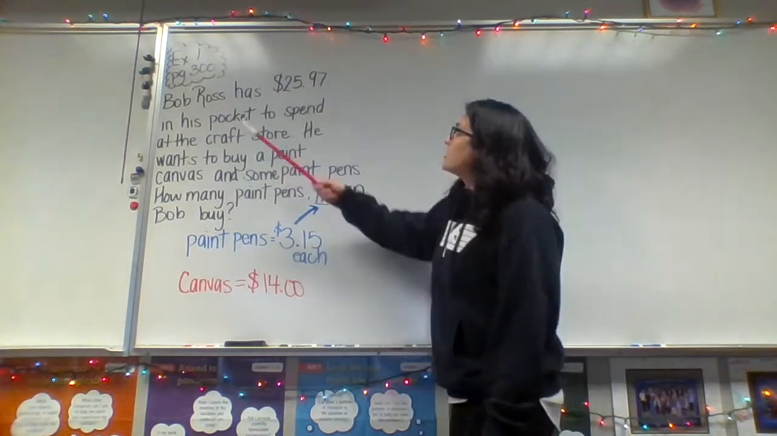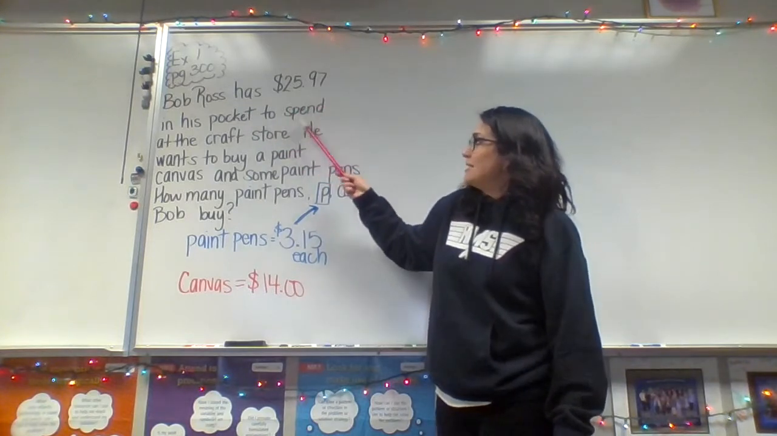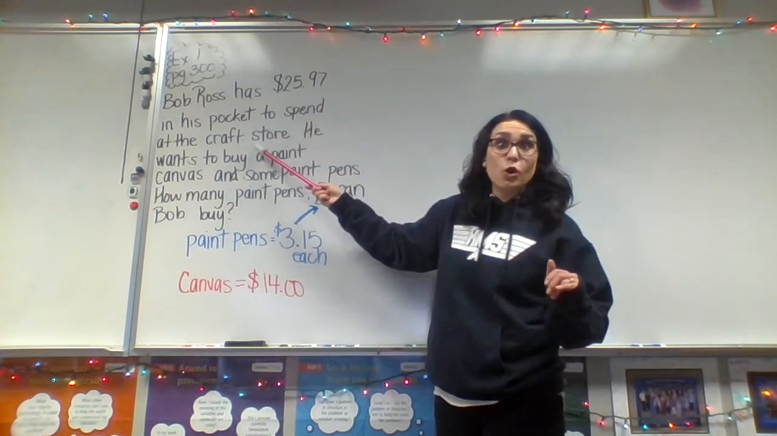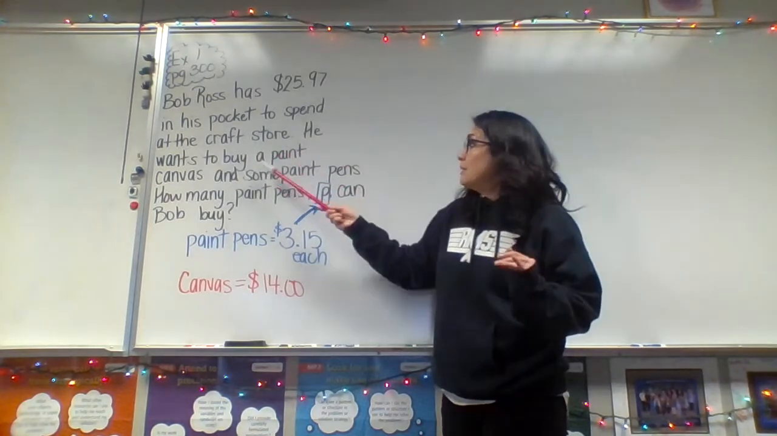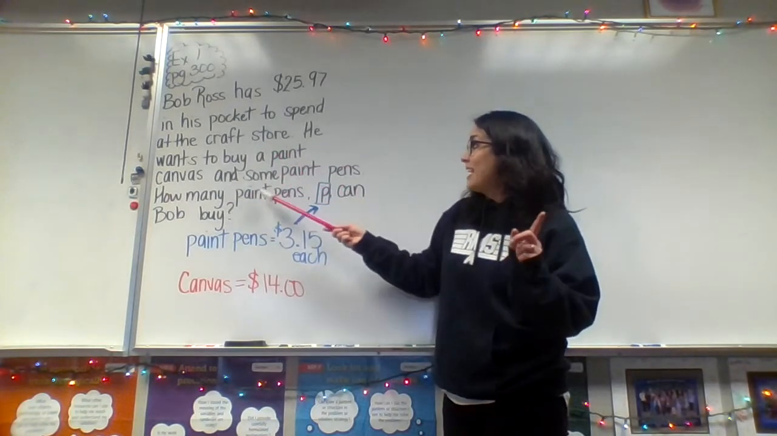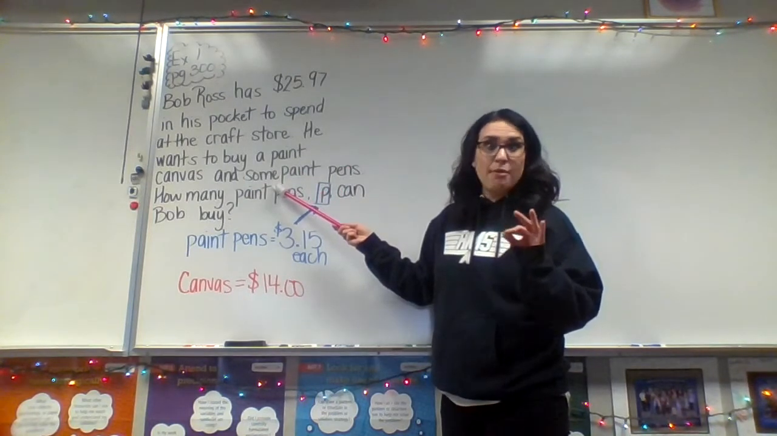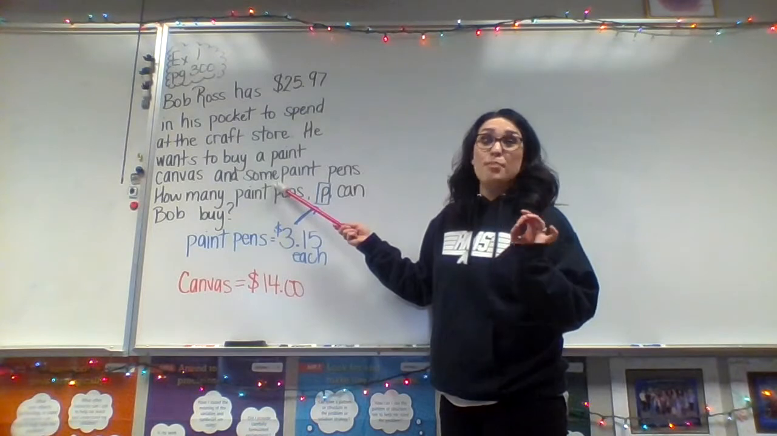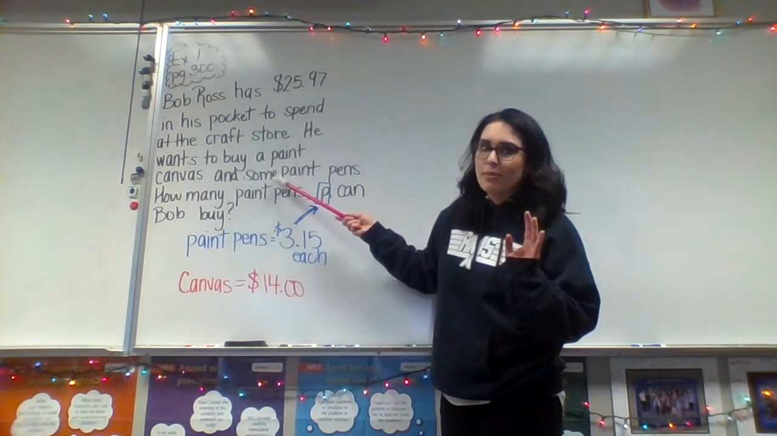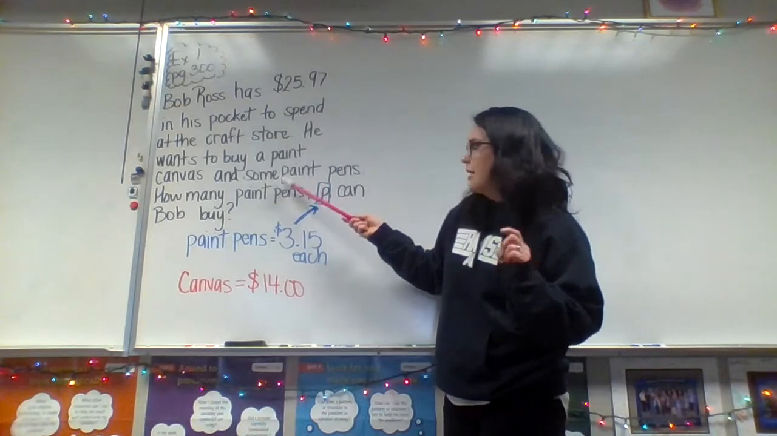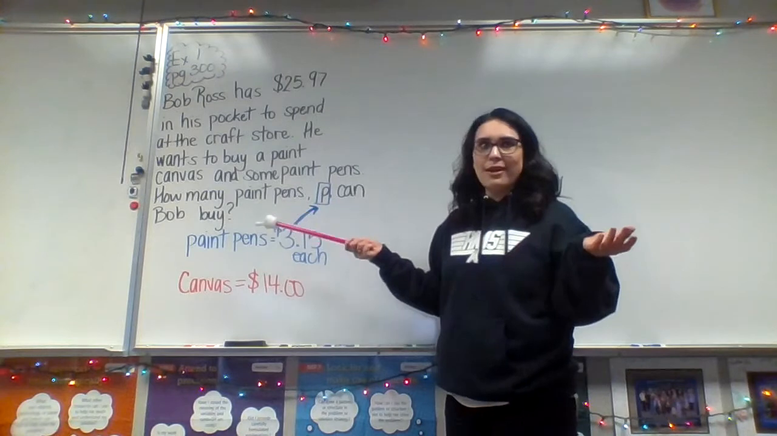Okay. All right, so Bob Ross has $25.97 in his pocket to spend at the craft store so he can prepare to make another masterpiece, okay? He wants to buy paint canvas and some paint pens. Notice how they say some paint pens. I don't know how many. It could be 1, could be 2, could be a kabillion. I don't know. It just says some, which is leading me to suspect this might be something that we're trying to figure out, okay? How many paint pens P can Bob buy? Look at that, we were correct.